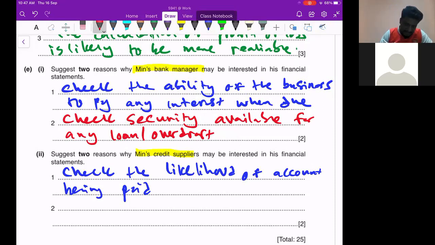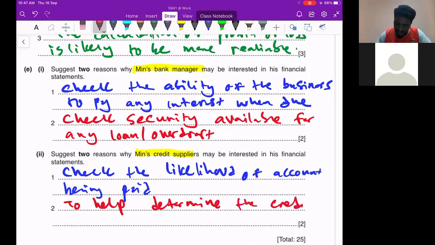Okay, apart from that, I will check your financial statement and then I will decide, to help determine the credit limit. You know what is the credit limit, right? If you don't know what the credit limit is, you can owe that guy until this amount. So it's like 5,000 or 20,000 or 15,000. How to decide the amount?